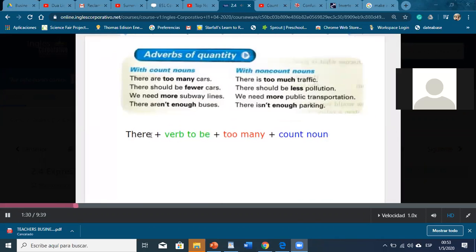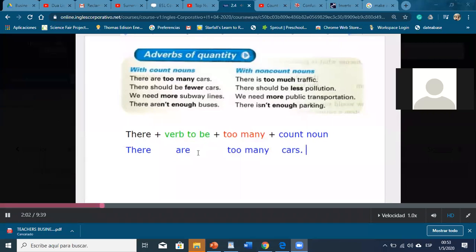And that is that we're going to have "there." And by the way, this can be the subject of the sentence. It doesn't necessarily need to be "there." Like, for example, we can say, we have too many cars. And as I am talking about that, I'm going to write the examples now. So let me write the example that is there. Whenever you see the expression "too many," that means that there is a problem, that we have too much of something. In this case, there are too many cars.